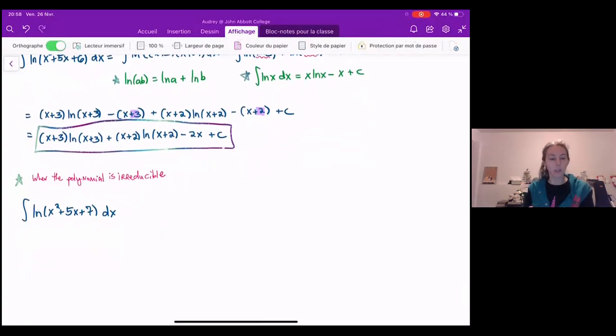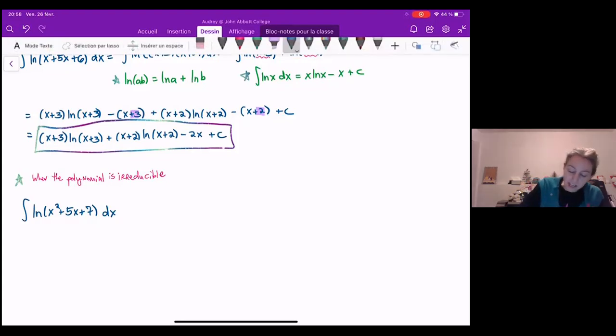The derivative of x squared plus 5x plus 7 is 2x plus 5. I don't have that there. That substitution doesn't work. I can't even force it to happen. There is no good substitution here, but we do have just one function that we don't know how to integrate. And we'll remember that to find the integral of ln x itself, we just used integration by parts. So same here, we're going to be using integration by parts.